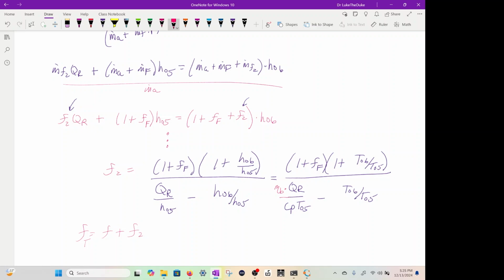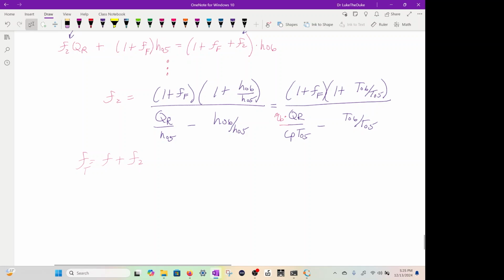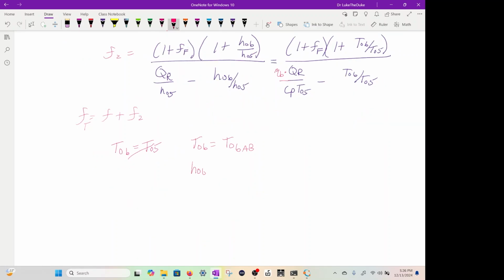And typically with an afterburner, T_06 you're going to pick. You usually pick it. So before, without the afterburner, T_06 was equal to T_05. However, with an afterburner, you would pick T_06 AB, your afterburner temperature. And h_06 would be C_P of your turbine times T_06.